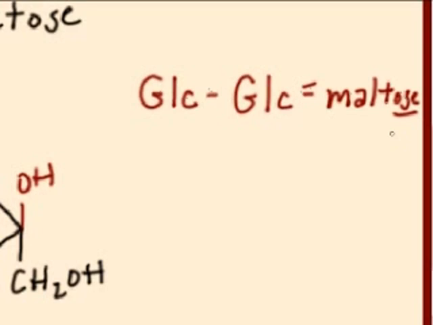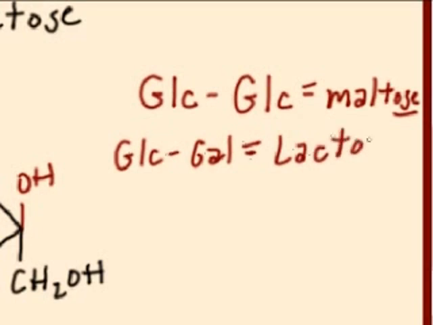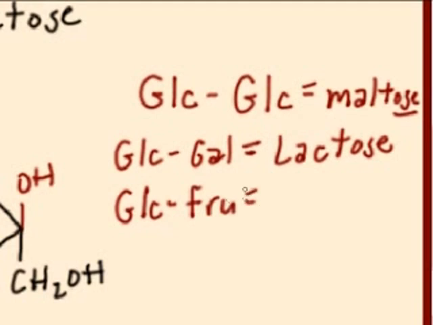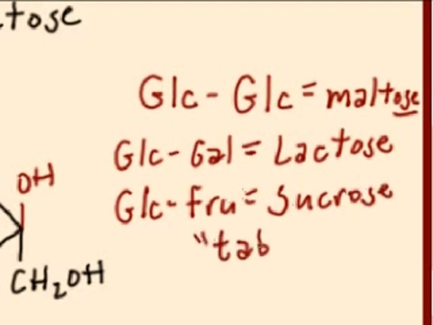If you put glucose and galactose together, we call this lactose, or milk sugar, the sugar that's in milk. And lastly, if you put glucose and fructose together, we call that sucrose. And sucrose is just simply table sugar.